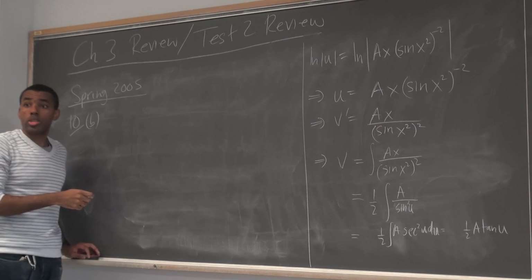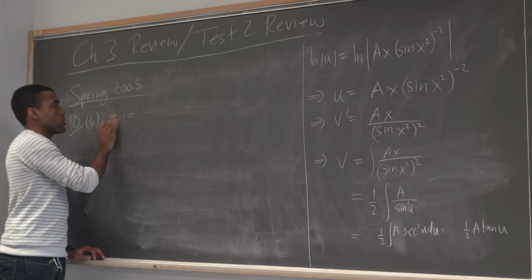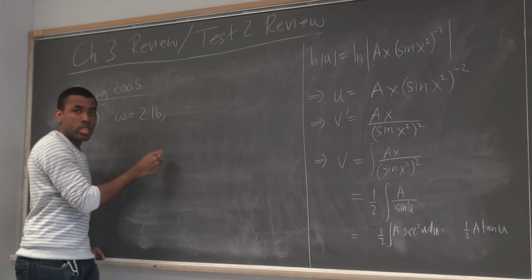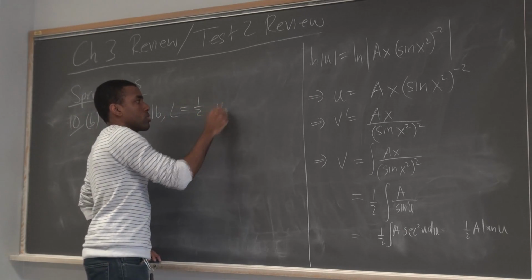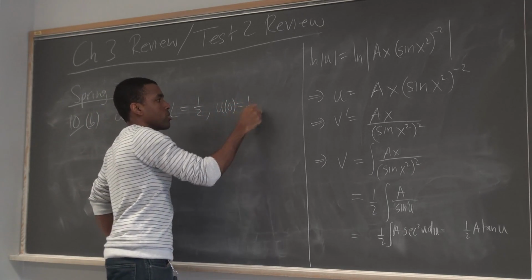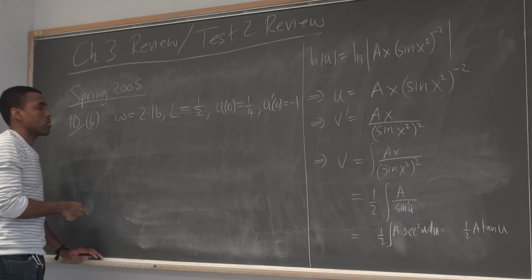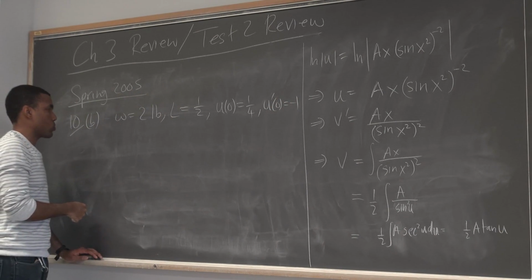Alright, settle down. What does it say? A mass weighing 2 pounds stretches a spring 6 inches. The mass is pulled down 3 inches and given an upward velocity of 1 foot per second. Find u(t), the displacement of the mass in feet from its equilibrium position at time t seconds after release. Assume that the acceleration due to gravity is 32 feet per second squared and that air resistance is negligible.